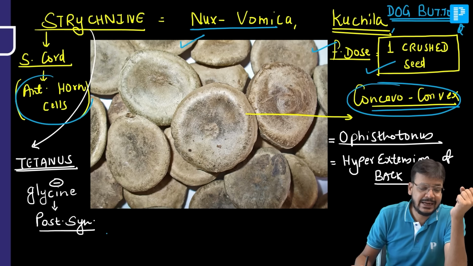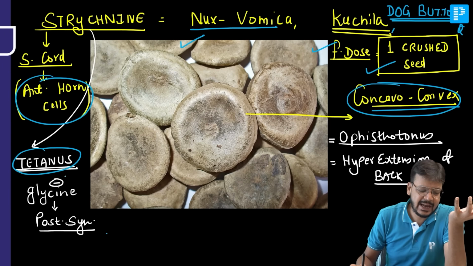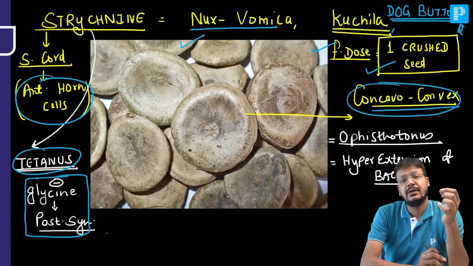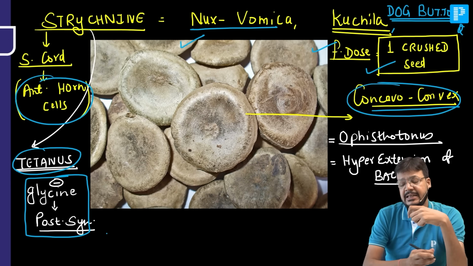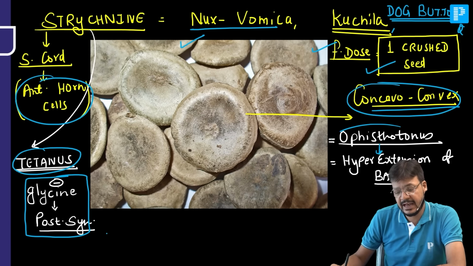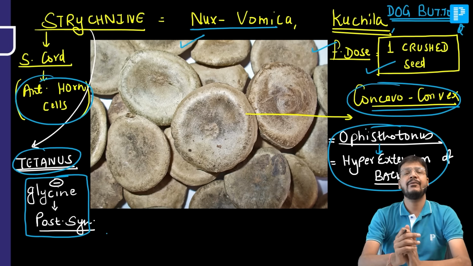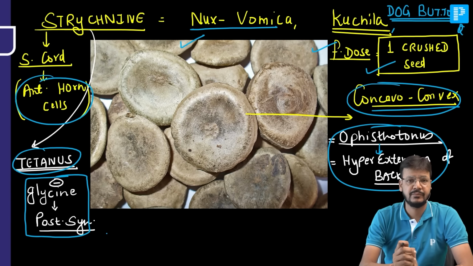Sir, it acts on the anterior horn cell of the spinal cord. It mimics a disease, tetanus, and I am expecting this question: it acts on the postsynaptic receptor cells and inhibits the glycine. And a very important finding, we have hyperextension of the back, which is known as opisthotonus.